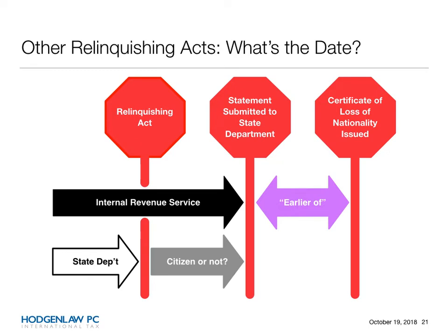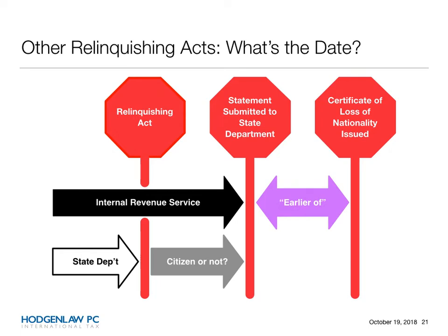Again, let's go down to the bottom line. The State Department says your U.S. citizenship terminates when you commit the relinquishing act. Then let's go up a level to the Internal Revenue Service. The Internal Revenue Service says your expatriation date, the date on which you relinquished your citizenship according to Section 877A(g)(3), is the earlier of the date that you gave the piece of paper to the State Department or the date that the certificate of loss of nationality was issued.